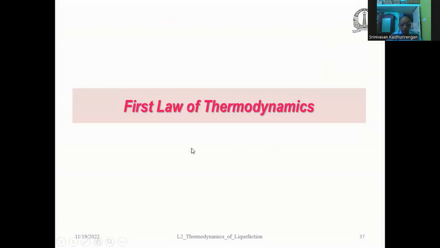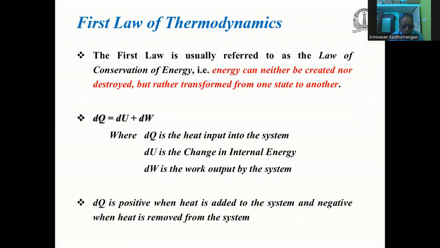Now let's come to the first law of thermodynamics. The first law is usually referred to as the law of conservation of energy. Energy can neither be created nor destroyed, but gets transformed from one state to another. Suppose I add a certain quantity of heat into the system, it goes to two purposes. One is it changes the internal energy of the system, and the other is it performs some external work. Therefore dQ = dU + dW, where dQ is the heat input into the system, dU is the change in internal energy, and dW is the work output of the system.